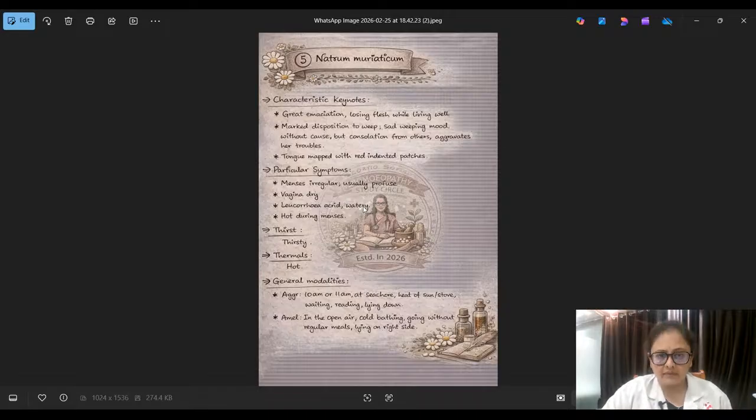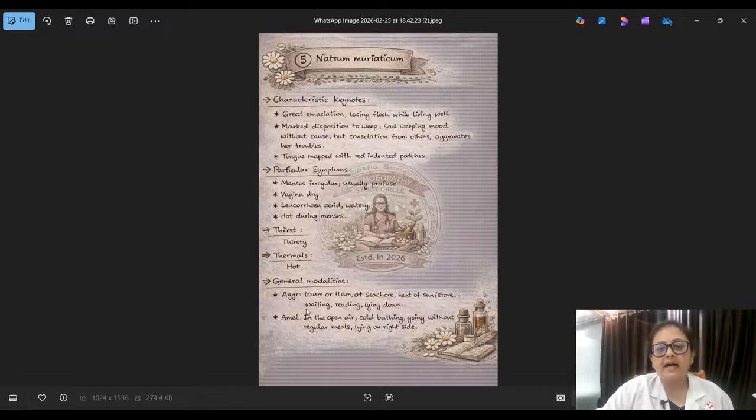Leukorrhea, acrid, watery. That is why Natrum mur can also be used in atrophic vaginitis, senile vaginitis, or in girls who have itching, burning, repeated UTI, because again, dryness. Hot during menses: the patient feels very hot during menses. It does not mean she is on fire, it means she feels hot. She wants a fan, she wants to take off covering, she wants AC, she wants to be in open air during menses. She is thirsty, hot.